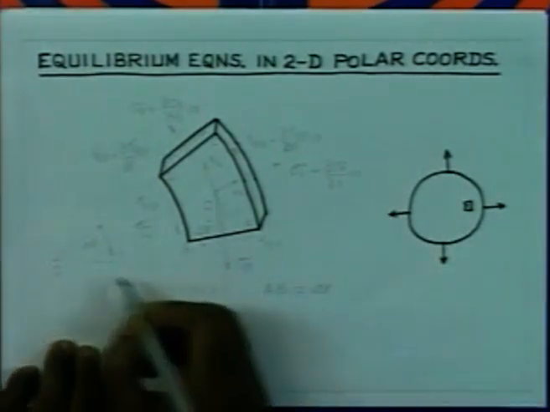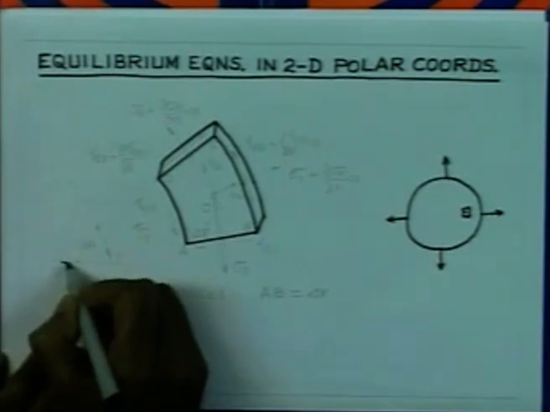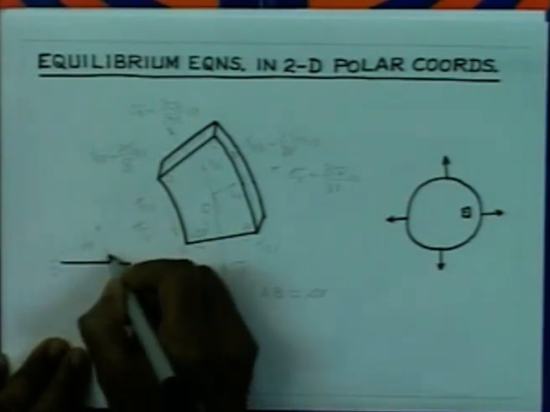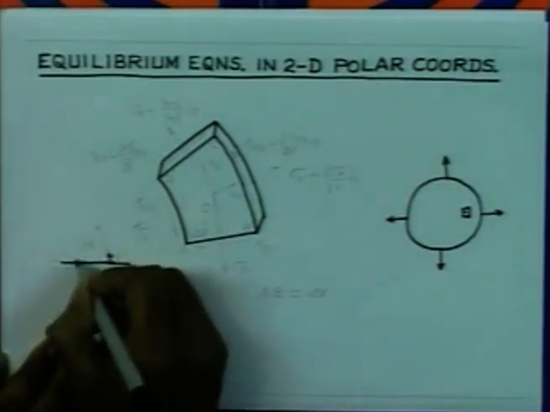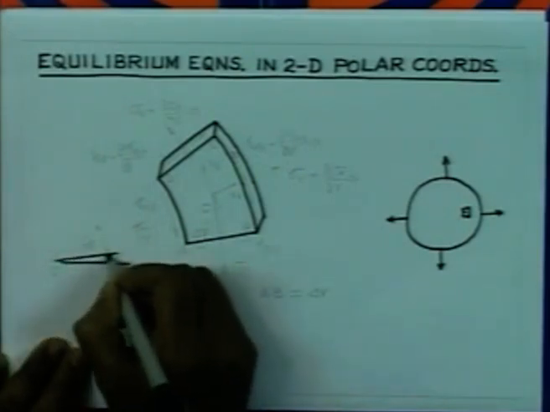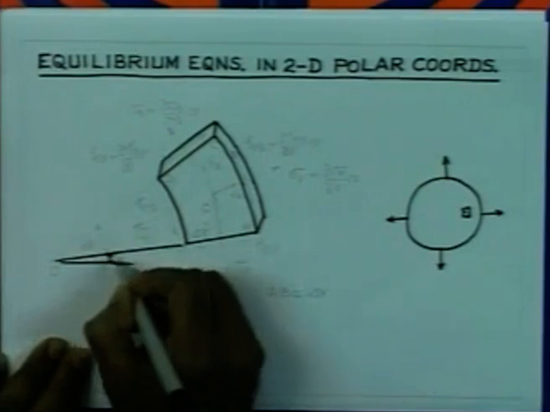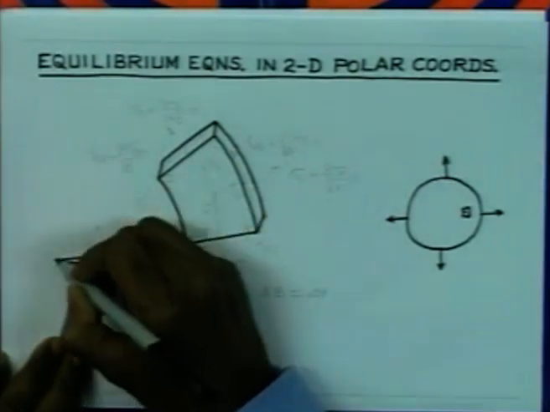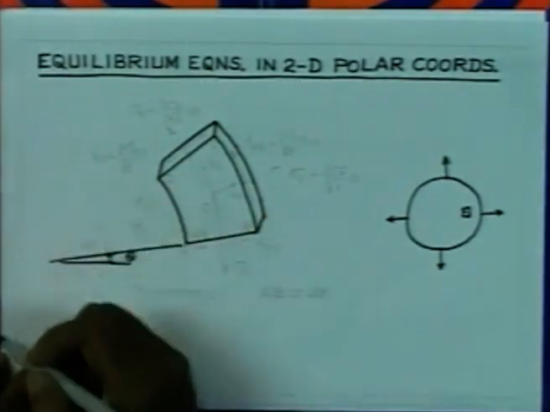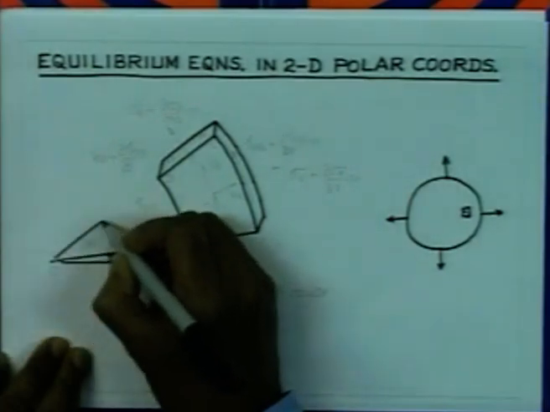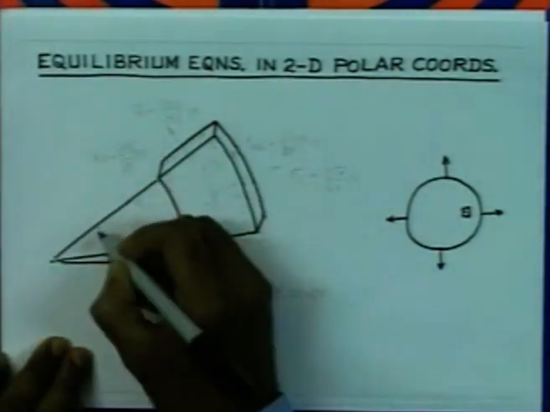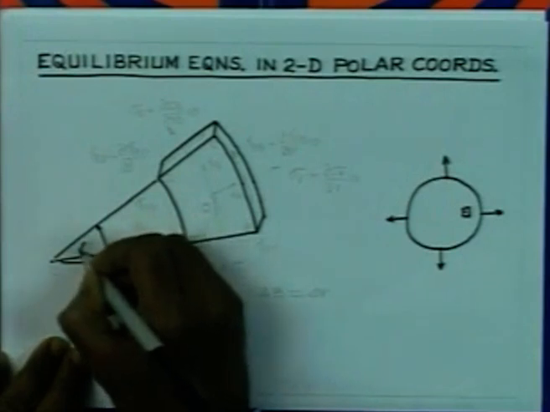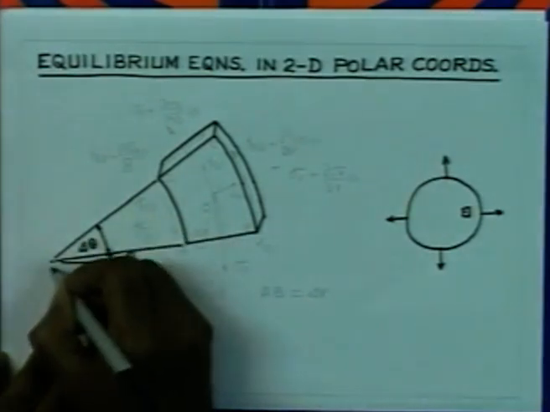This is the element. Let us take the reference for theta measurement to be this. So, therefore, let us say that this angle is equal to theta, and the center is located there. The other edge of the element is disposed with respect to the earlier edge by an angle delta theta. So, this is the center.